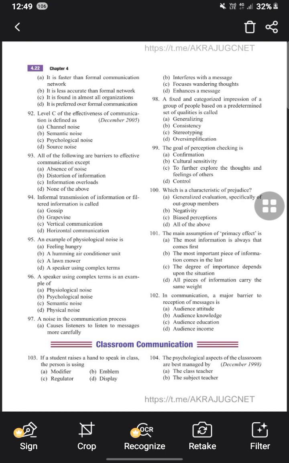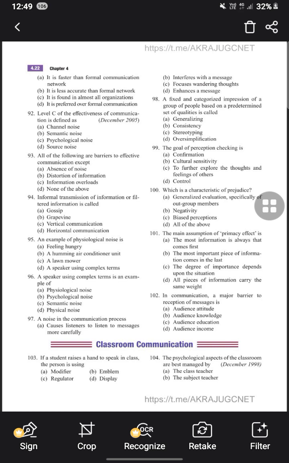for others. Which are the characteristics of prejudice? 100 is D, all of them. The main assumption of the primacy effect is what? 101 is the most important information is always what comes first, that is primacy. In communication, a major barrier is what? 102 is A, that is the audience's attitude.